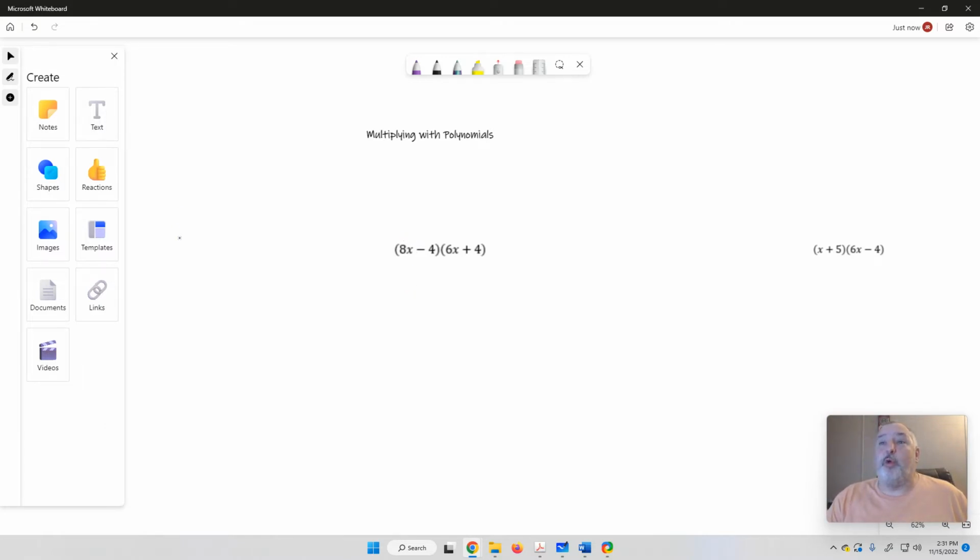The first one is FOIL. FOIL means first, outer, inner, last. All right, so to do that, you're going to take the first term, multiply it by the first term. So 8x times, excuse me, 8x times 6x is 48x. So that's first, and that's squared.